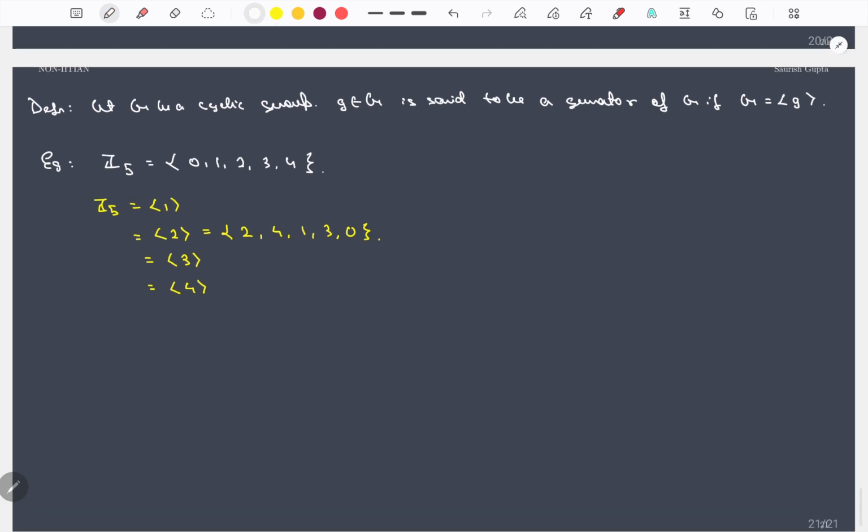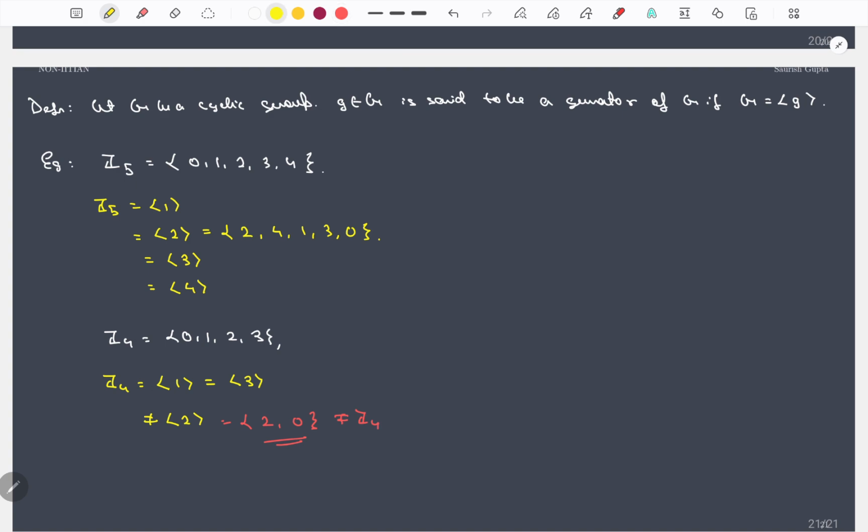Similarly, you can see that if I take Z4, which is 0, 1, 2, 3, then Z4 is generated by 1, obviously, and it's also generated by 3, but it's not generated by 2. Because 1 times 2 is 2, 2 times 2 is 4, which is 0, and 3 times 2 is 6, which is again 2. So it just cycles around 2 and 0. So it's not equal to Z4.